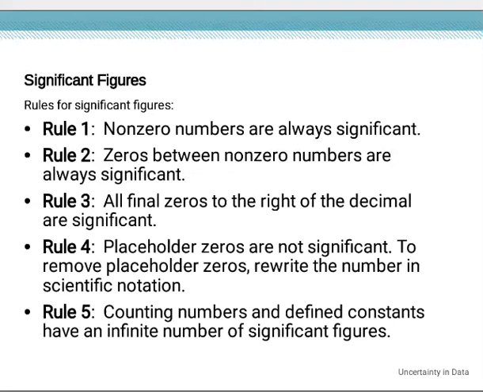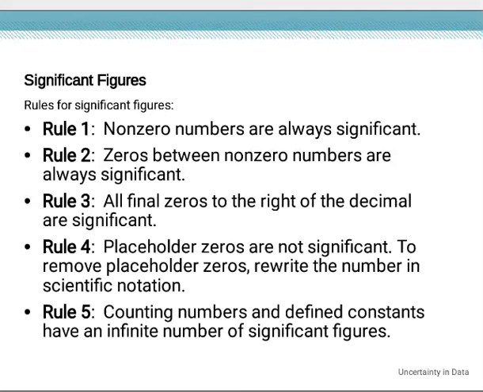So rule 1, non-zero numbers are always significant. That means if it's not a zero, it's significant. Rule 2, zeros between non-zero numbers are always significant. So that means if there's a zero in between two numbers that are not zeros, those are significant. Rule 3, all final zeros to the right of the decimal are significant.